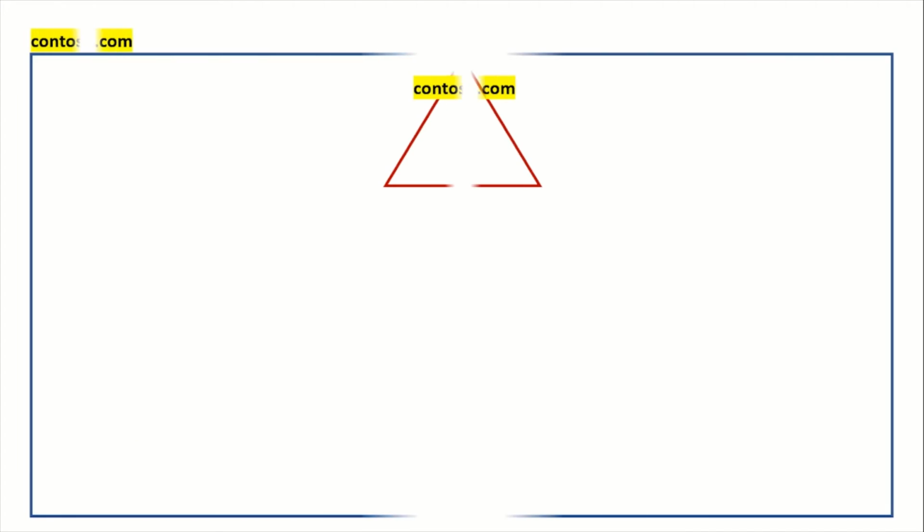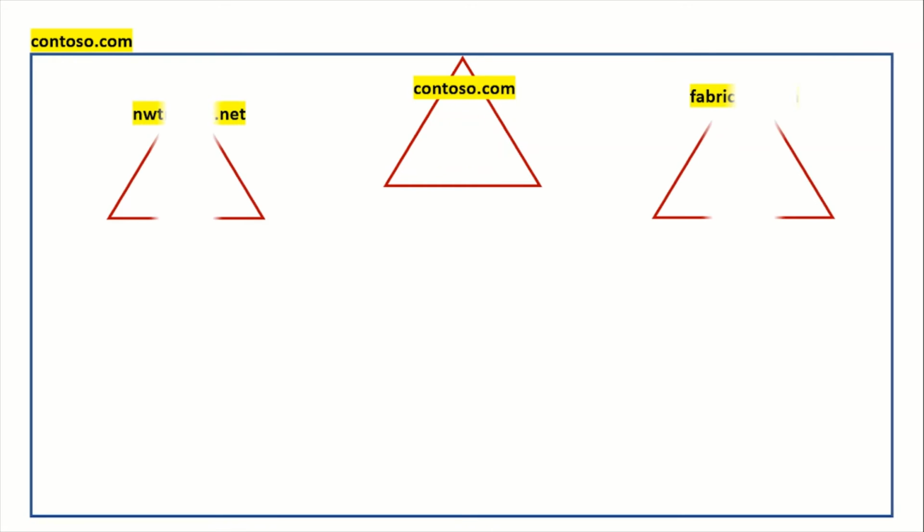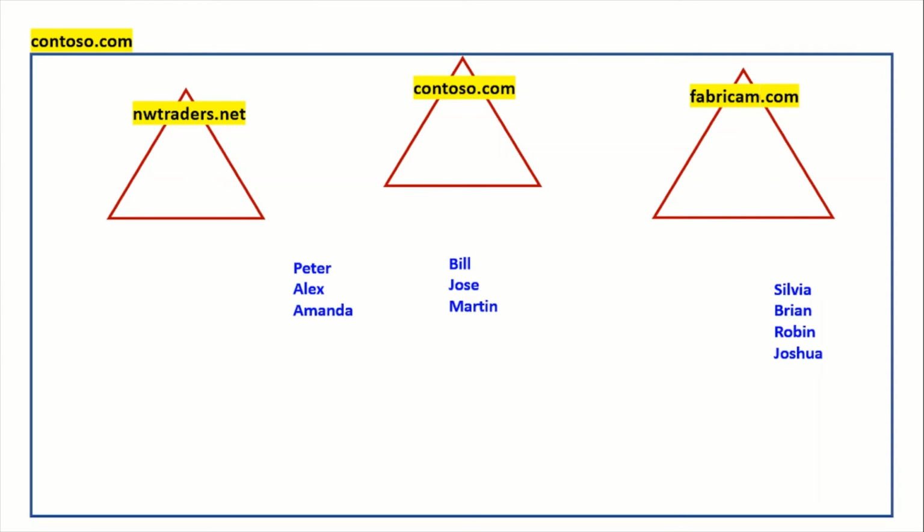So let's take an example over here. We have a domain and a forest. Contoso.com is a forest, and we have three domains in contoso.com: nwtraders.net, contoso.com and fabricam.com. Now there are a couple of users. Let's say we have three users in nwtraders.net: Peter, Alex, Amanda. Three users in contoso.com: Bill, Jose and Martin. And in Fabricam we have four users: Sylvia, Brian, Robin and Joshua.